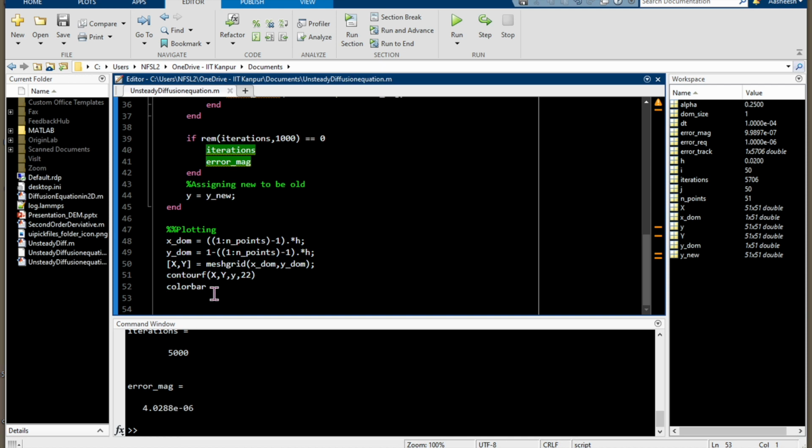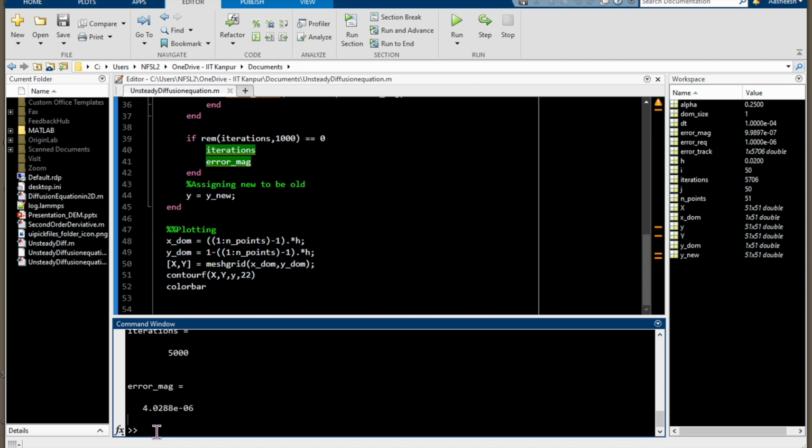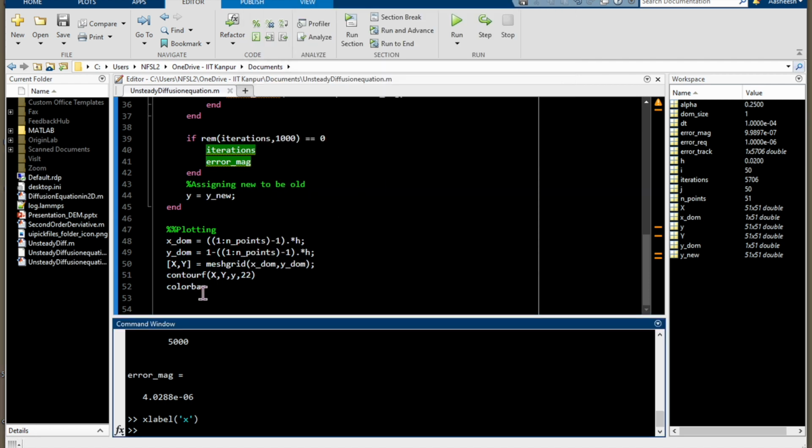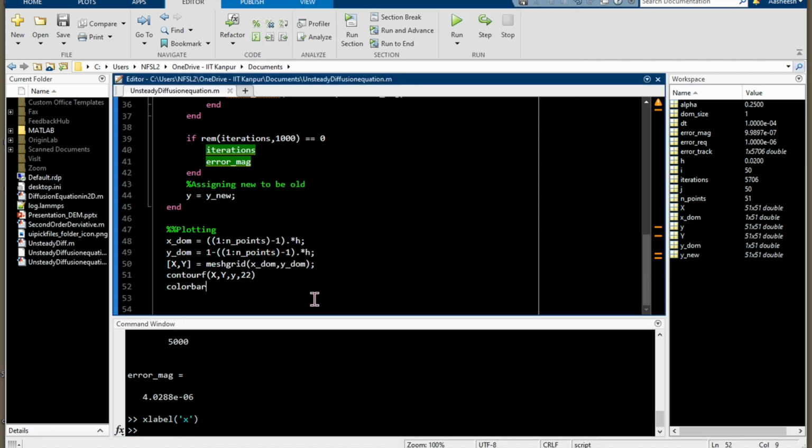Let me first do this thing. Okay, I am doing it in a command window so that it is not permanent. So let's do it. X label is X. Okay, I'm putting it as X. Let's do it. Oh, not possible here. Okay, that was a problem.